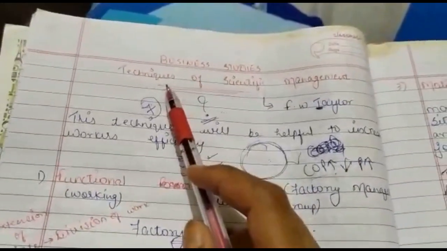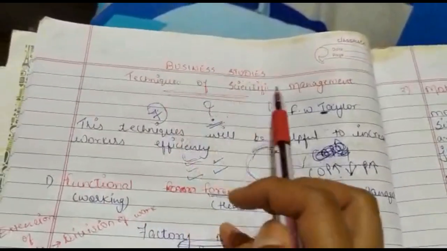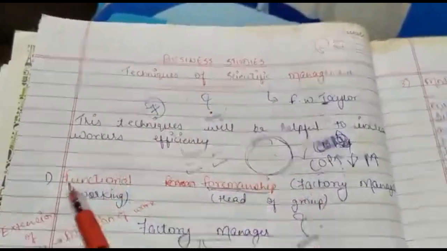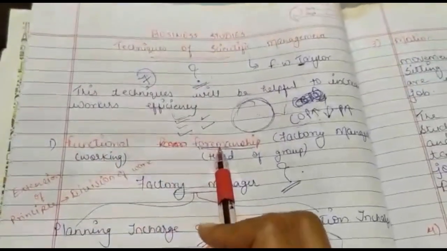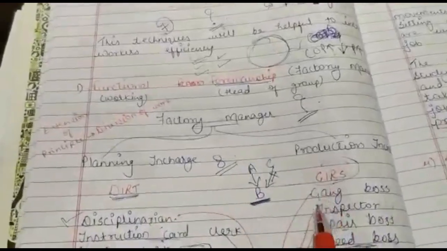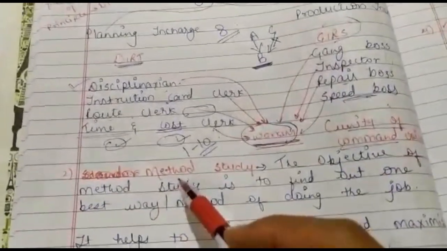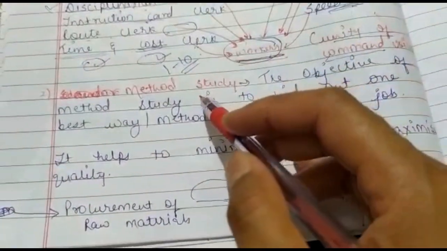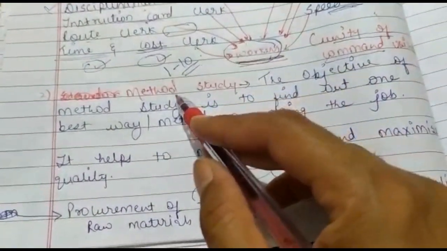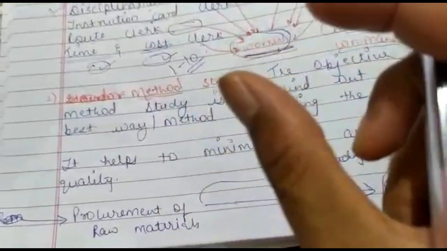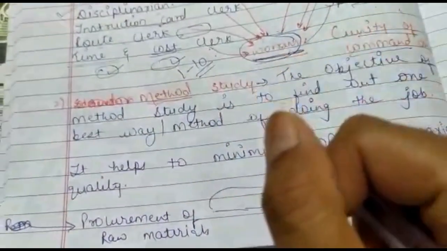So currently we are discussing techniques of scientific management given by F.W. Taylor. Under that we have already completed our first technique, that is functional foremanship, and the short trick to remind that. Now our next technique is method study. Method study was given by F.W. Taylor. Method study is just to identify the best method of producing the goods.